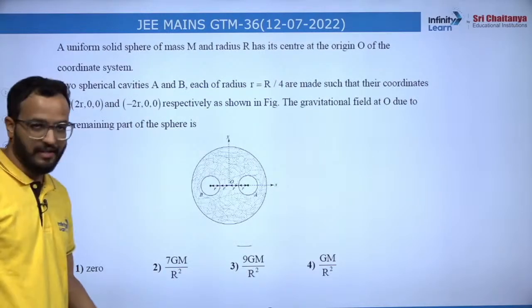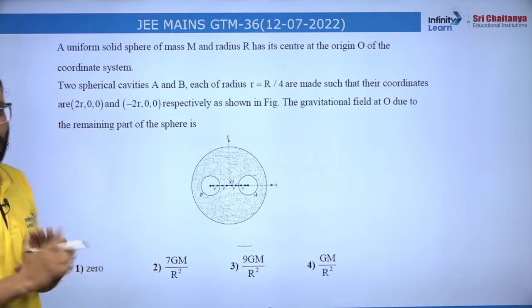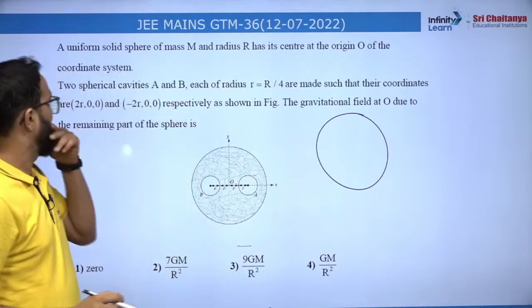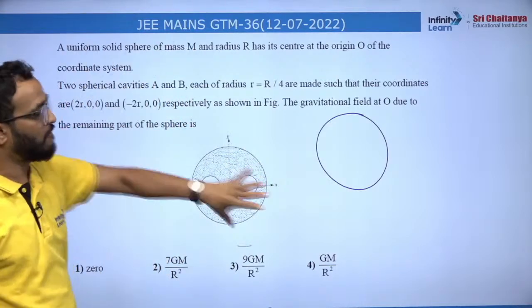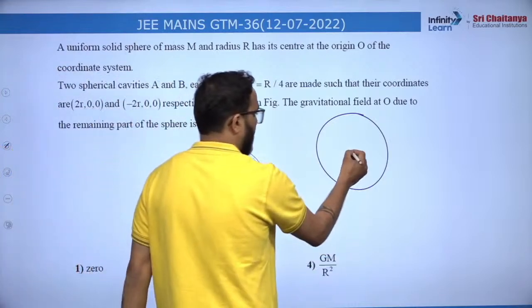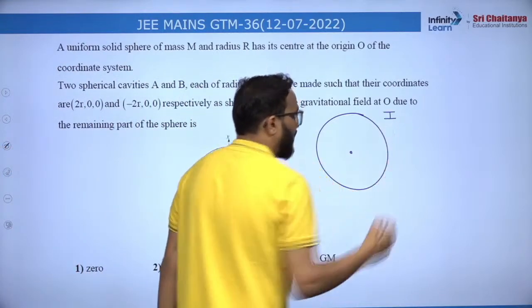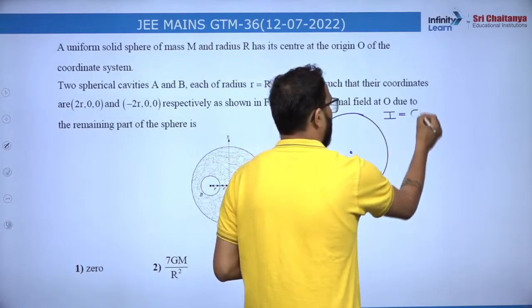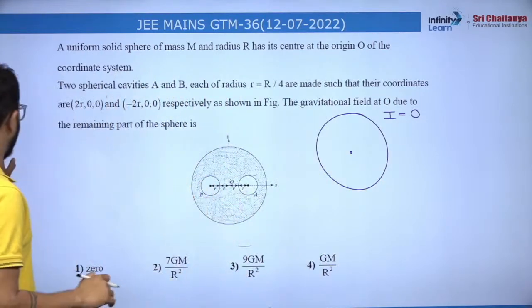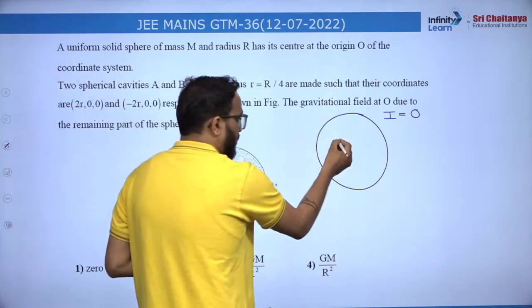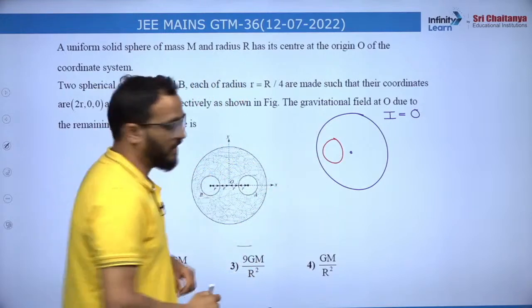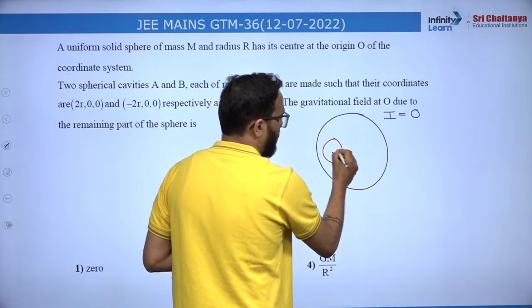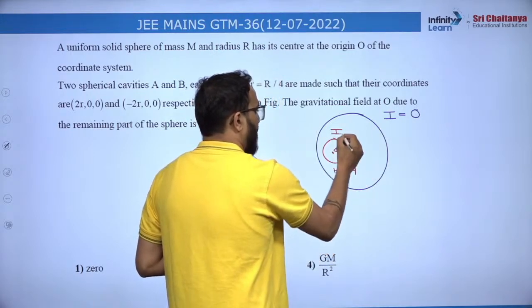Now this is a very interesting question. Suppose I talk about a uniform solid sphere of mass capital M. What is the gravitational field at the center? You will say, sir, the gravitational field intensity because of this complete sphere at the center will be 0. Fantastic, done. Now what if I keep a cavity here? What is the gravitational field here because of this sphere at this distance? It will probably be in this direction and let it be IA.